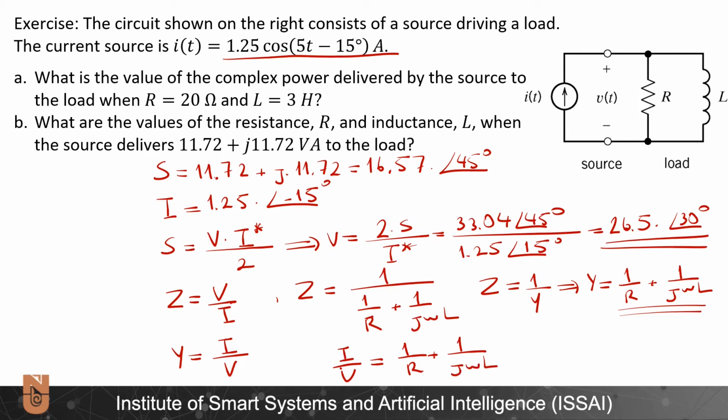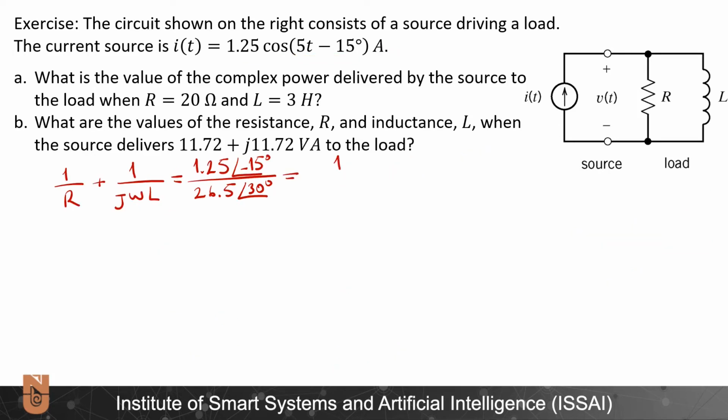I found V, so I over V is equal to 1.25 at −15 degrees divided by 26.5 at 30 degrees. Let me clean the board and find this quantity. This is equal to 1 over 21.2 at 45 degrees, which is equal to 0.033 − j times 0.033.